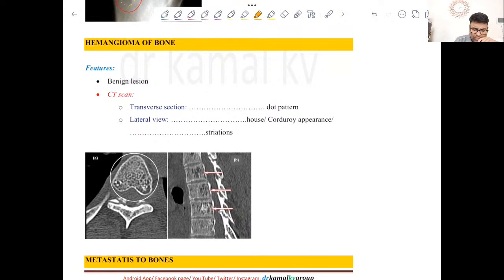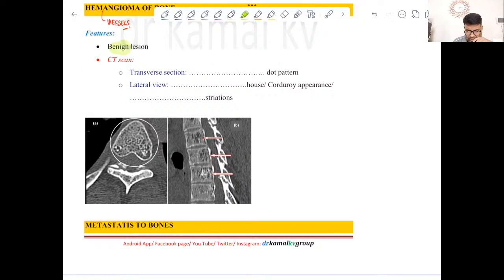Again, the word hemangioma means something related to vessels. This is a benign lesion, but you just need to remember its radiological features. Now if you are taking a transverse section, meaning if you are cutting a vertebra, this is the transverse section, and what you can see here are multiple dots, and these are known as the polka dot pattern, right? So you can see multiple black dots here.